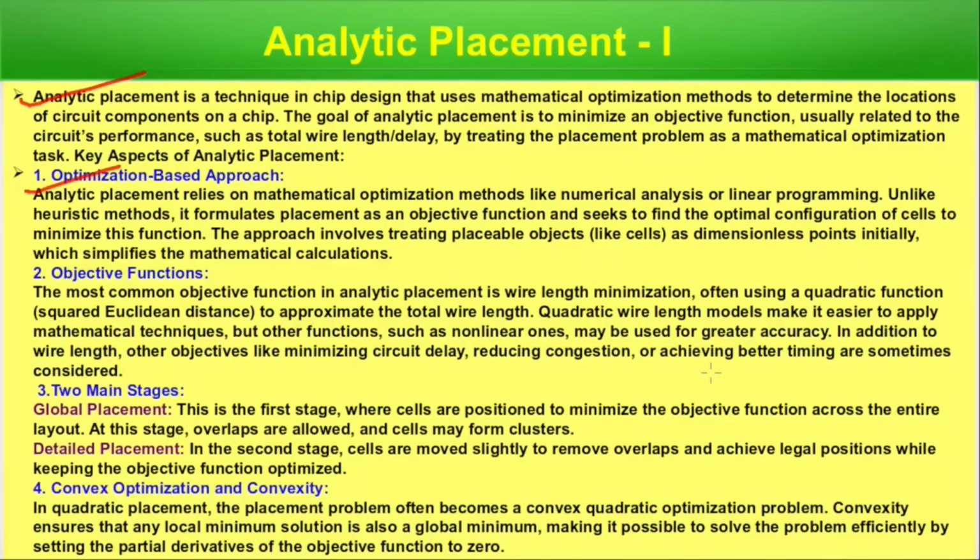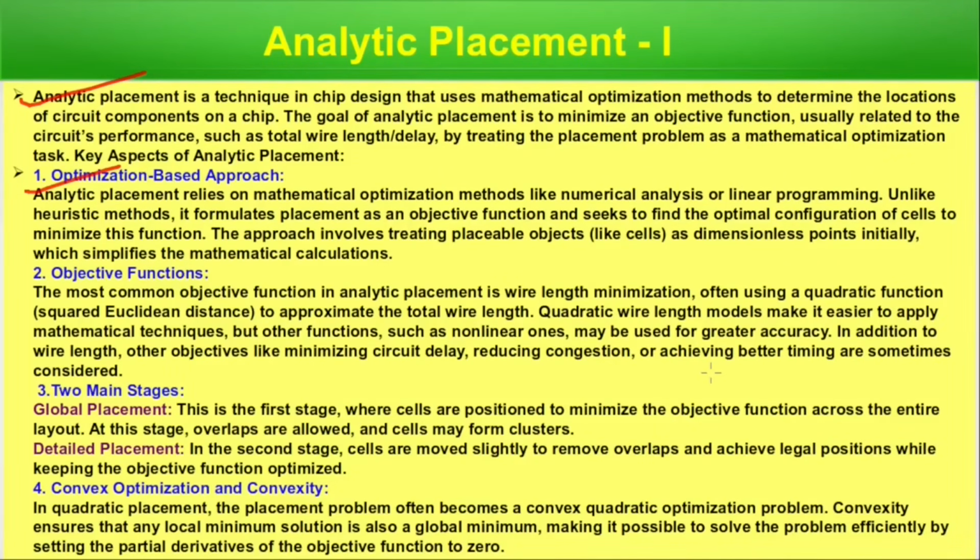And now two main stages in analytic placement. Like global placement. It's the first stage where cells are positioned to minimize the objective function across the entire layout. At this stage, overlaps are allowed and cells may form clusters. And next, detailed placement. In the second stage, cells are moved slightly to remove overlaps and achieve legal positions while keeping the objective function optimized.